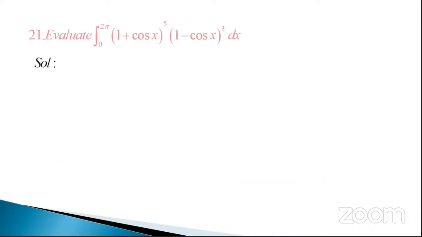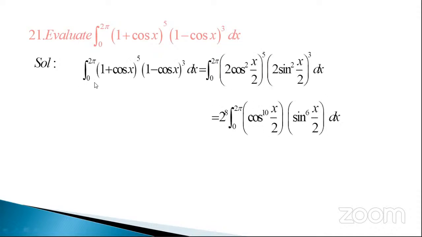The last problem in this chapter. This is the last problem. Evaluate the integral from 0 to 2π of (1 + cos x)^5 (1 − cos x)^3 dx. Now it can be written as... what is the formula for 1 + cos x?